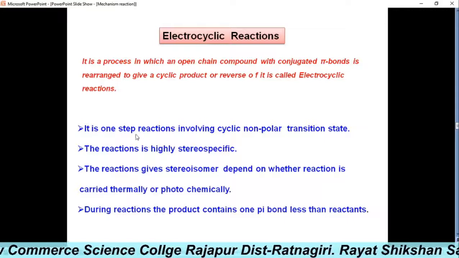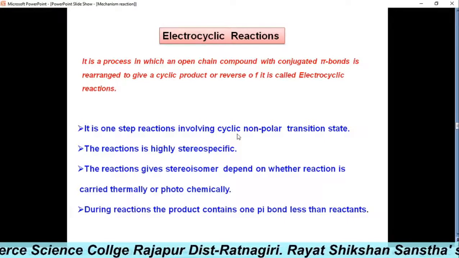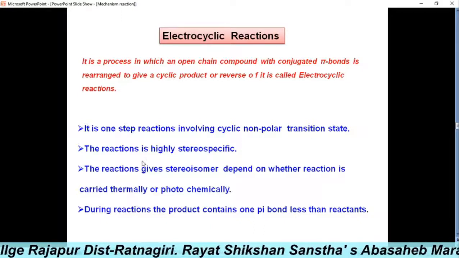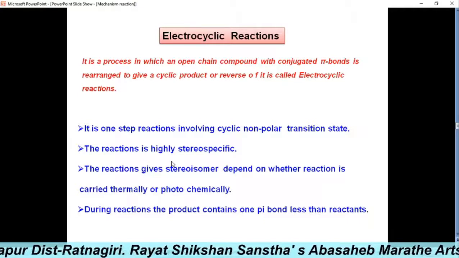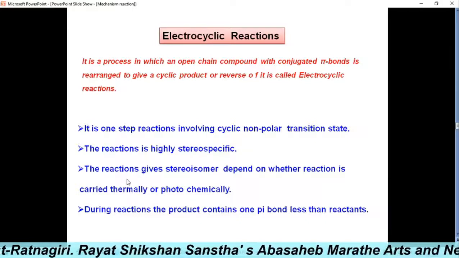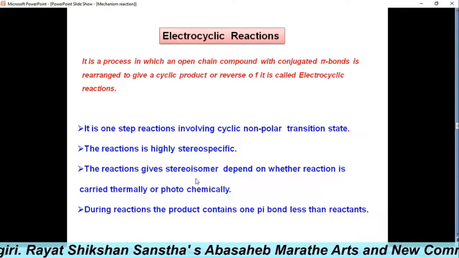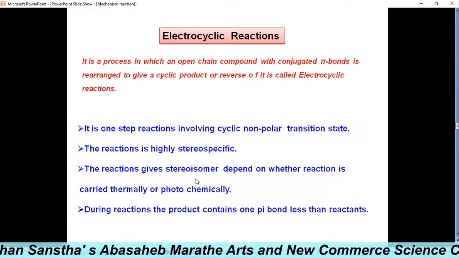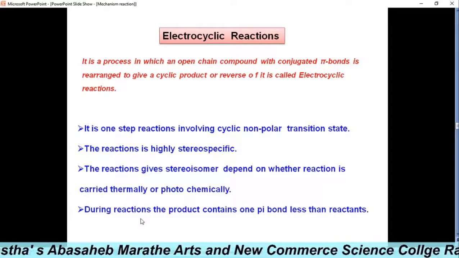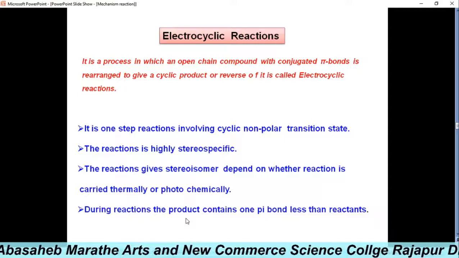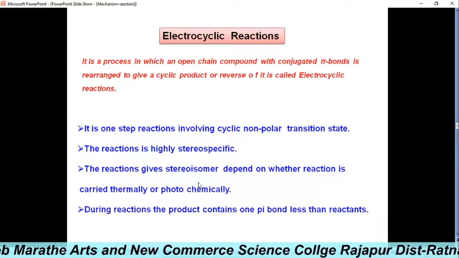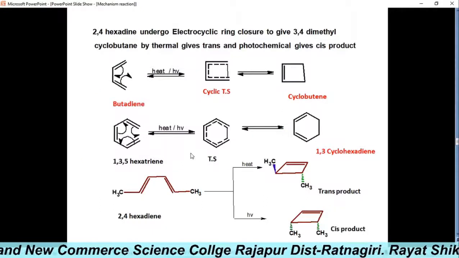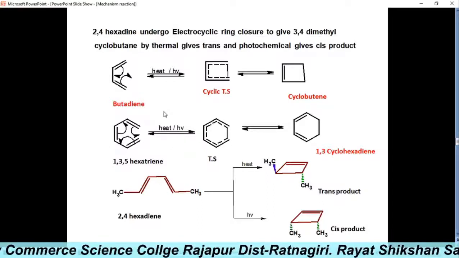First characteristics are this. It is a one-step reaction involving a cyclic nonpolar transition state. The reaction is highly stereospecific. The reaction gives stereoisomers depending on whether the reaction is carried out thermally or photochemically. During this reaction, the product contains one pi bond less than the reactant. For example, such types of reactions are the electrocyclic reactions.